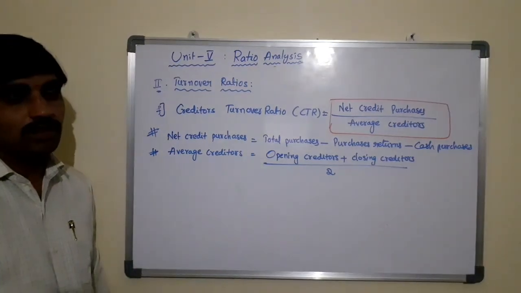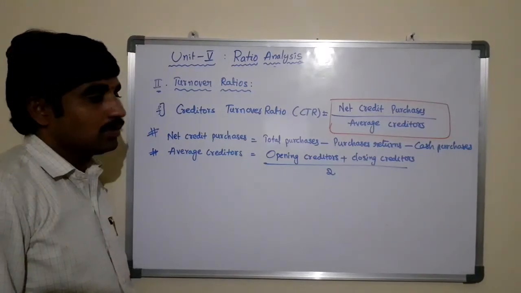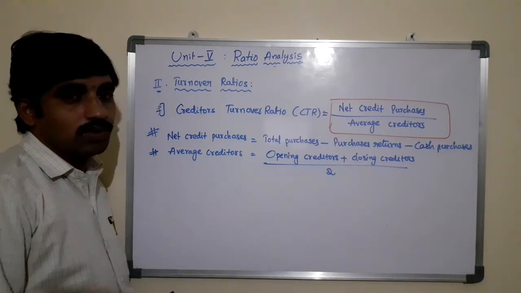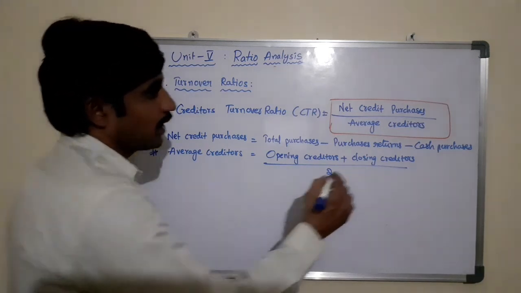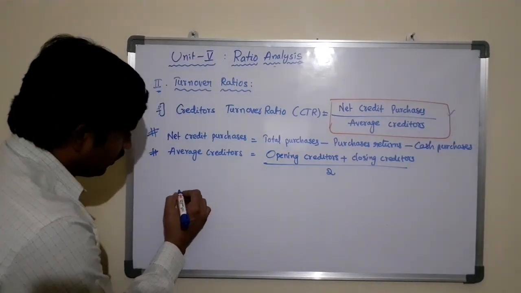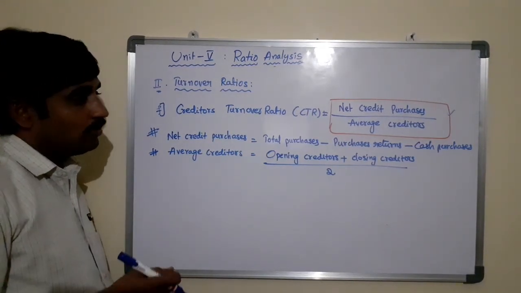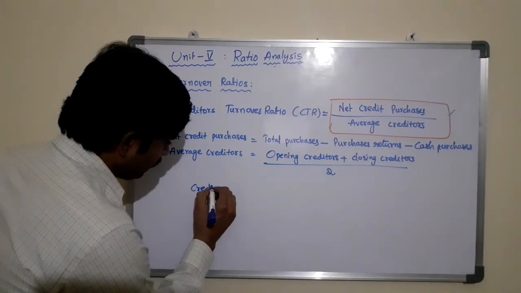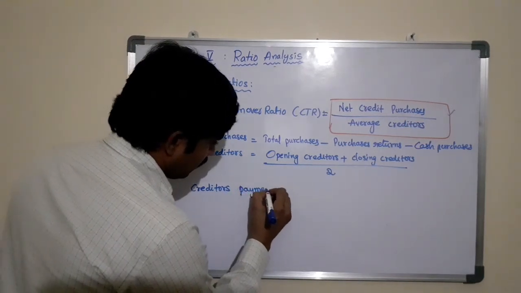This creditors turnover ratio is used to ascertain the velocity, that is, how much time the business is taking to clear the dues or to pay the amount to the creditors. Once you have calculated the creditors turnover ratio, you need to calculate the time period that the business is taking to pay the amount to the creditors, that is, the creditors payment period.